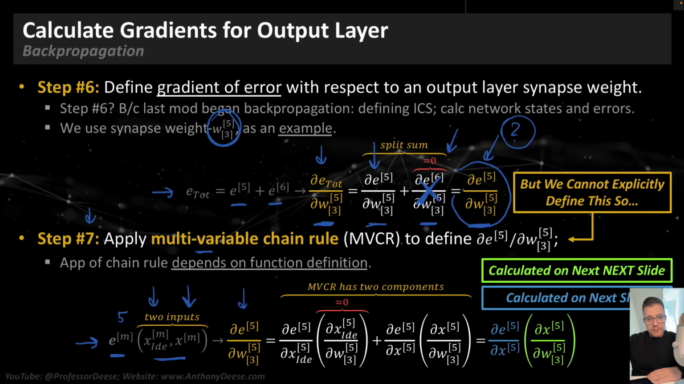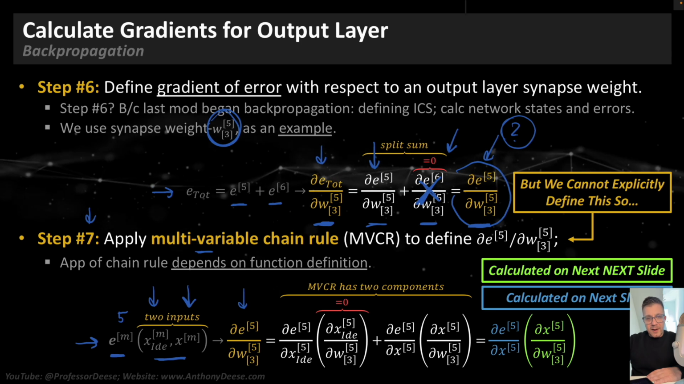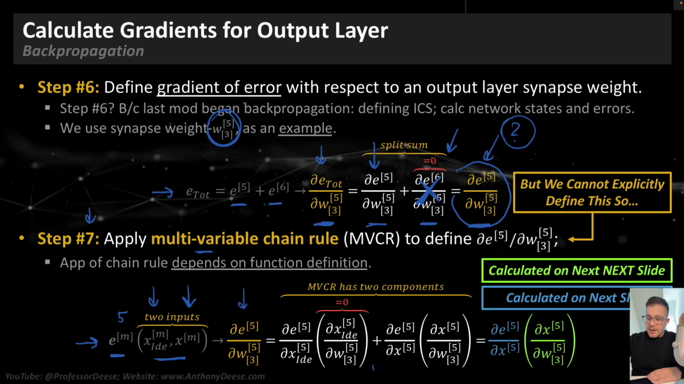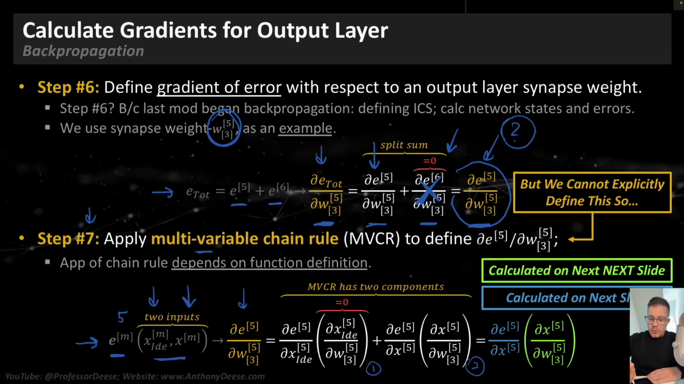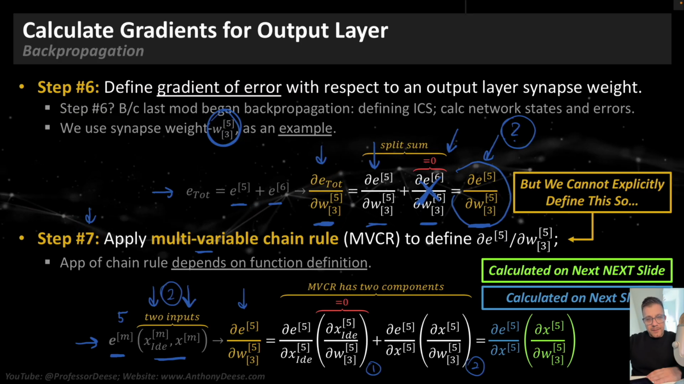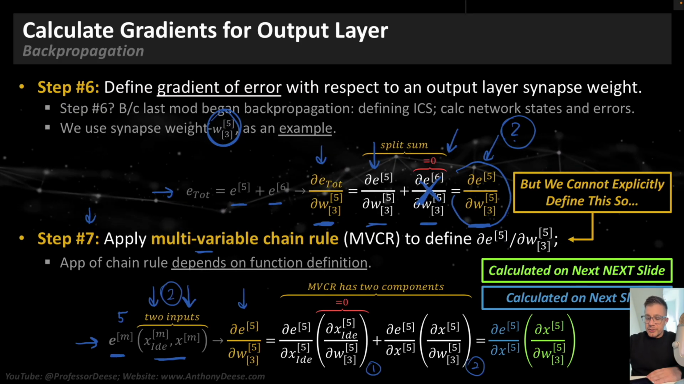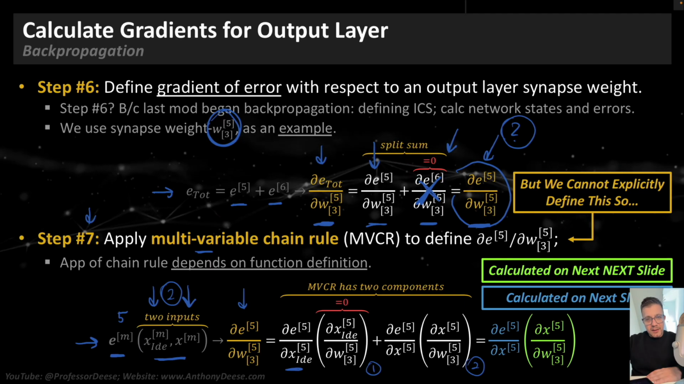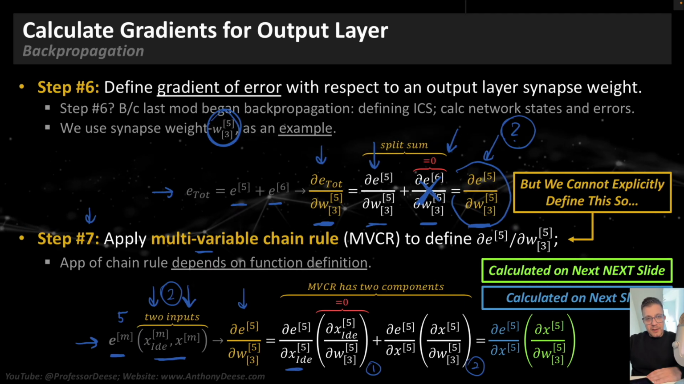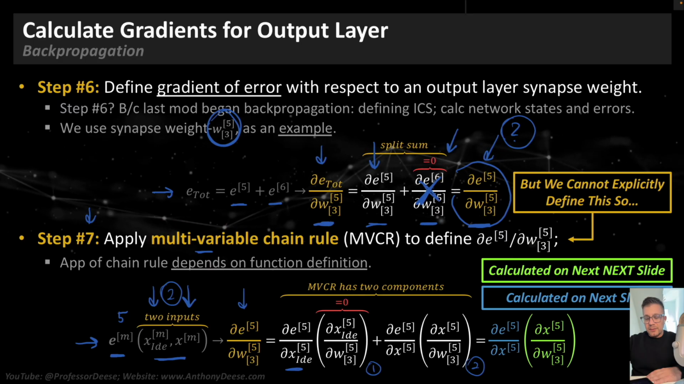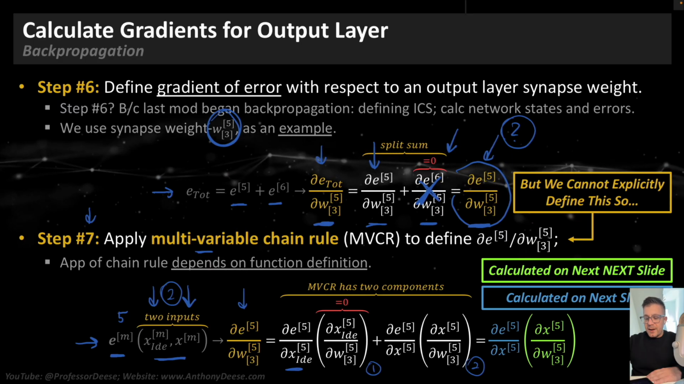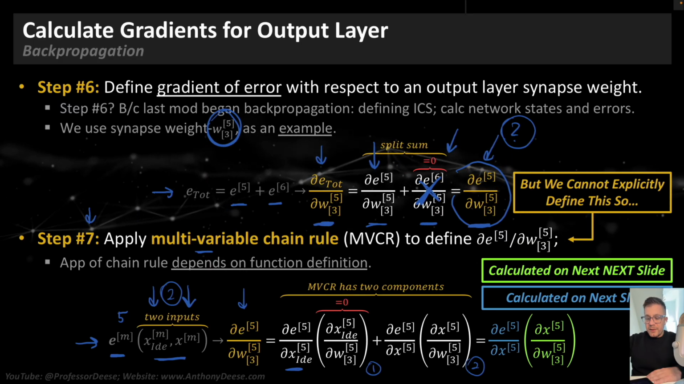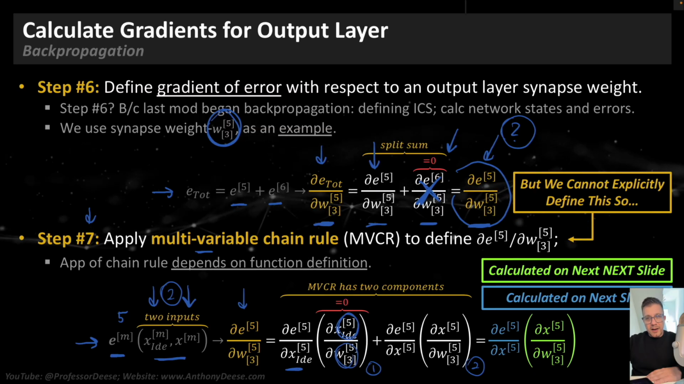And so when we apply the chain rule to the partial derivative of E5 with respect to W35, we end up with 2 additive components corresponding to the 2 inputs accepted by this function. The first term has 2 factors. We have the partial derivative of E5 with respect to x subscript IDE, so how is the error component E5 affected by the ideal state of node 5, multiplied by the partial derivative of this ideal state with respect to synapse weight 3,5.